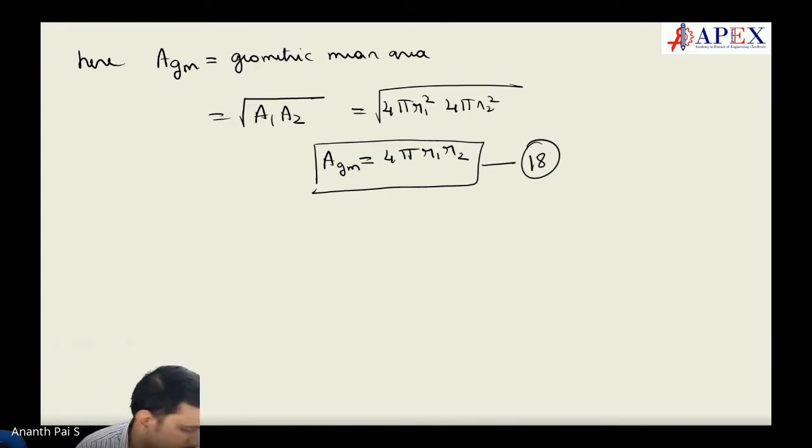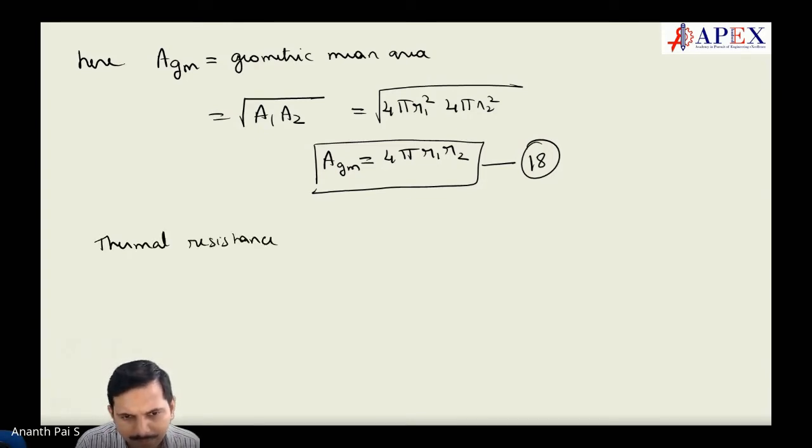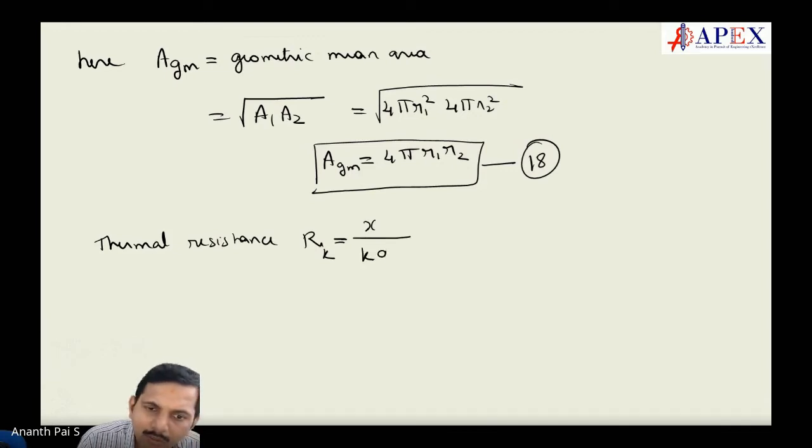Keep on writing, note. So, thermal resistance R is equal to R_K is equal to X divided by K into A. Very good.